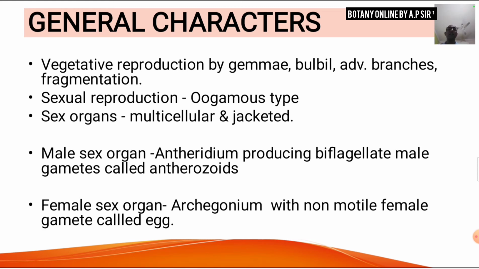Now, sex organs in case of bryophytes are multicellular and jacketed. Multicellular, made up of many cells, jacketed, that means they remain protected by some kind of tissues or some kind of cells. Male sex organ is called antheridium, which produces biflagellate male gametes, otherwise called antherozoids, whereas female sex organ is called archegonium with non-motile female gamete called egg.